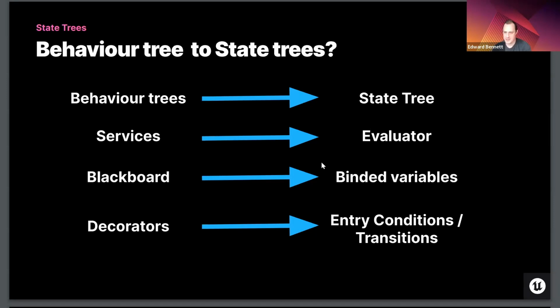Where we used decorators in the previous one in order to control the flow, in this one, we're going to use something that's called entry conditions and transitions. So if you remember that we created a state machine for the animation blueprint, the state machine in this functions in a relatively similar way, in that we can jump to any state from any other state. We just need to define the movement between the states.